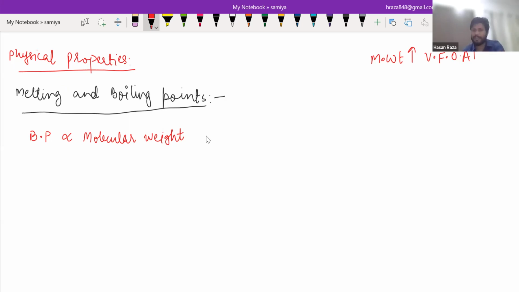Now the second factor is basically surface area, which is directly proportional to boiling point and inversely proportional to branches. If molecular weights are the same, that means they are isomers of each other. So one will have more branches and one will have fewer branches. More branches means surface area is less. Surface area less means boiling point less. Is that clear, Madiha?